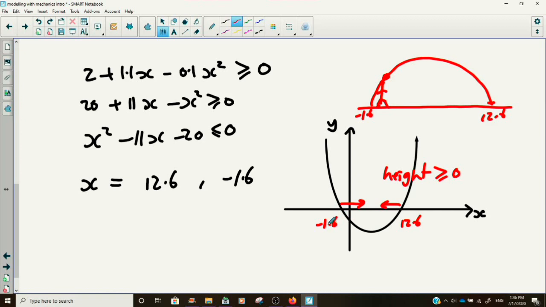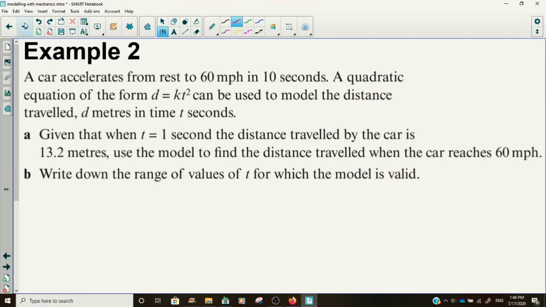So we can disregard that because we're not looking at kind of backwards in time, if you like. So we only really want values of x greater than or equal to 0. Okay, that's how we're using this model. So the range of values of x is really between 0 and 12.6. Okay, so that would be my answer there. Okay, hopefully that makes sense. Let's take a look at another one. Incidentally, folks, if any of these examples don't make sense to you, then just bring them up in class and I can try and explain again.